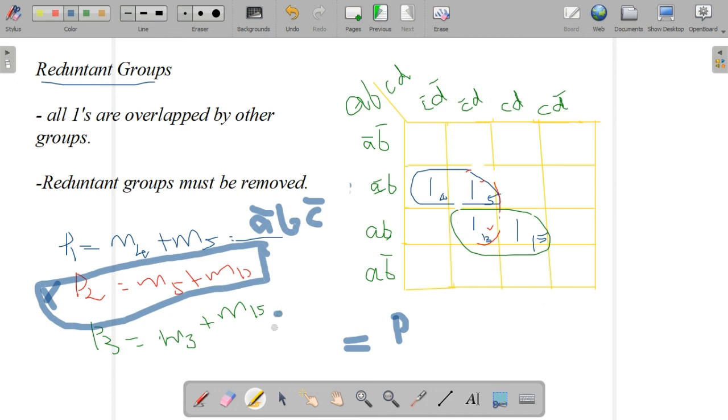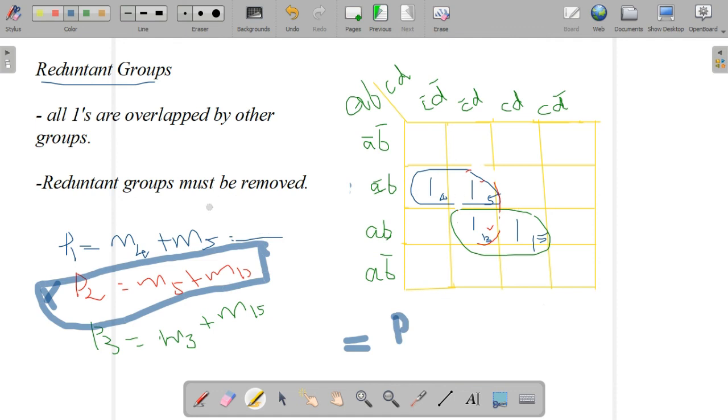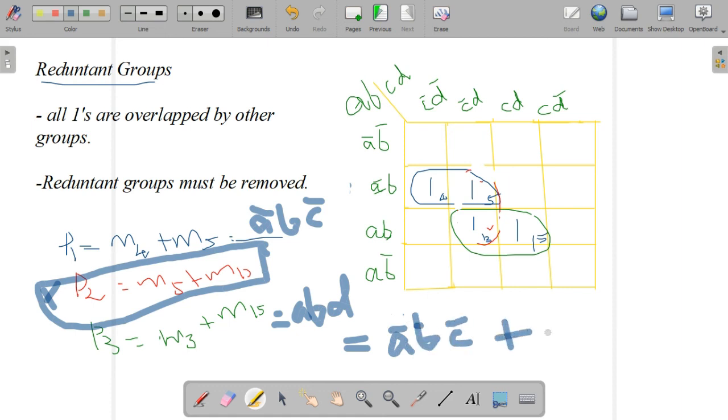So what is the final expression? Pair 1, you will get a value. What is pair 1? You will get A dash, B and C dash. That is the first one, so we will write that value. Then pair 3 means ABD. So what is the final expression? For the final expression, you should write the sum of the reduced expressions. So A dash B C dash plus ABD. This is the final expression. Don't consider the redundant group. Redundant groups must be removed.